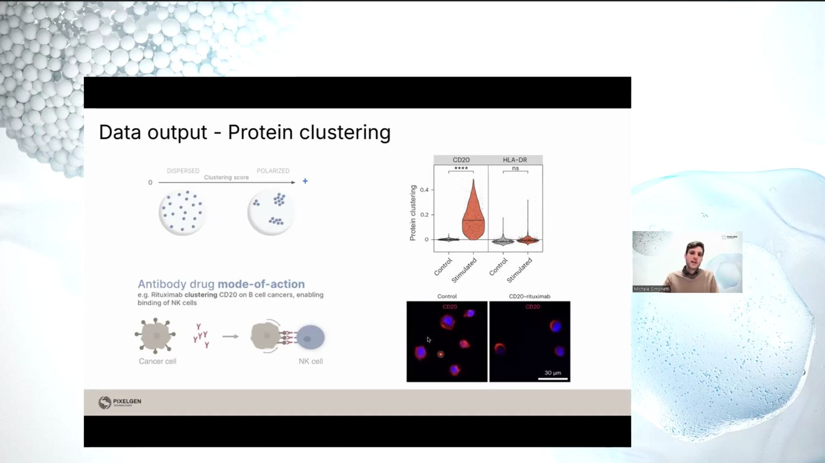And then this was validated with fluorescence microscopy. Here we have the control, so CD20, which doesn't show any kind of clustering. And then we can see on the CD20 rituximab treated cells that we can actually see the clustering of the protein.